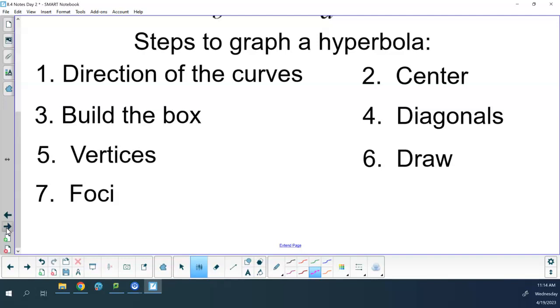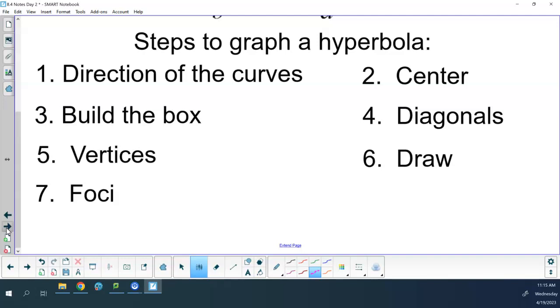And the equation for the foci in a hyperbola is what? A squared plus B squared equals C squared. Pythagorean theorem, where C is the distance from the center to the focus. Okay?